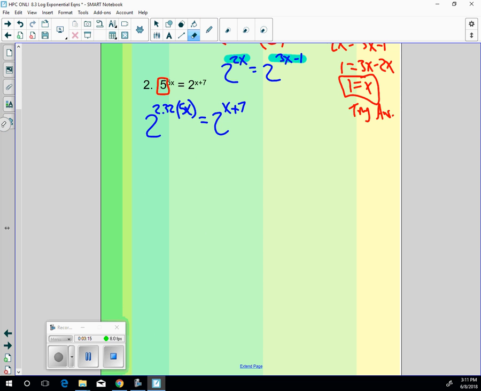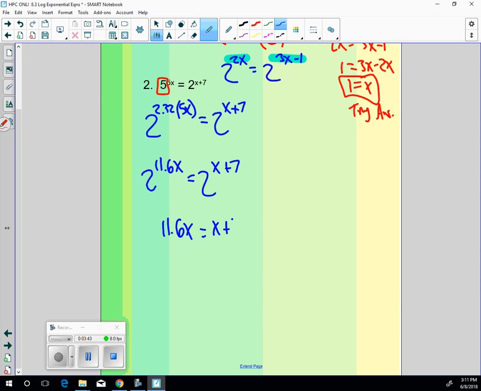Now look how easy this is. Once I've done that, all I have to do is say, okay, 2.32 times 5 is 11.6. So it's 2 to the 11.6x equals 2 to the x plus 7. So 11.6x equals x plus 7. And if you subtract x, I get 10.6x equals 7, and x is 7 over 10.6. Pretty amazing. Around 0.7, pretty close to it.